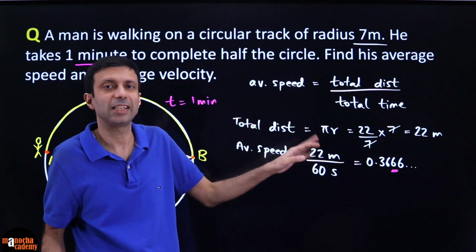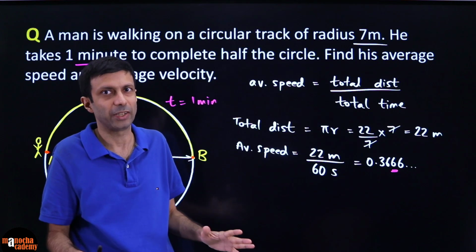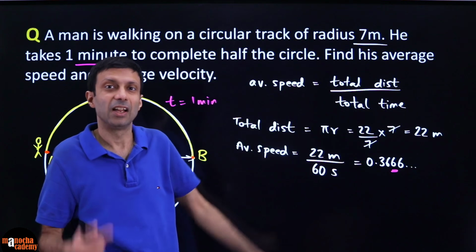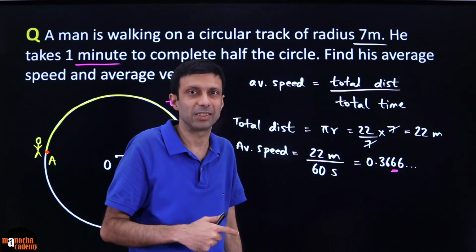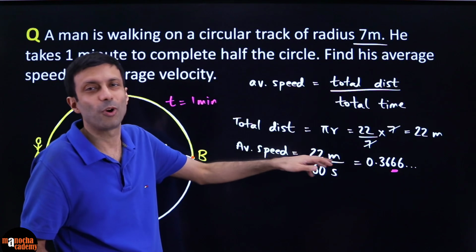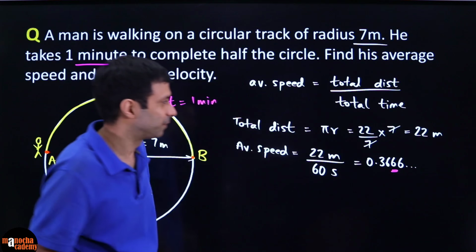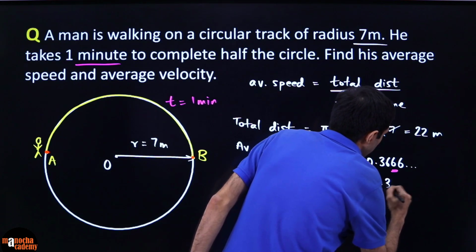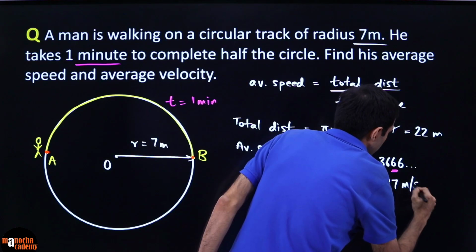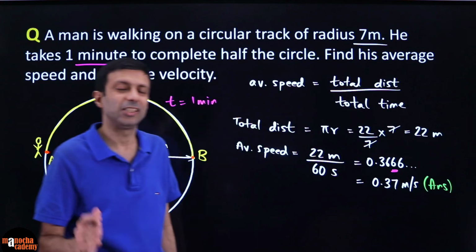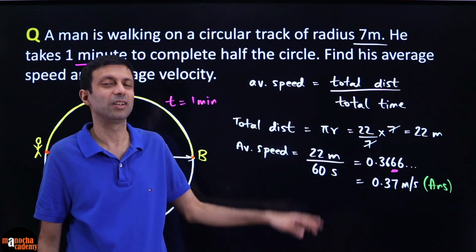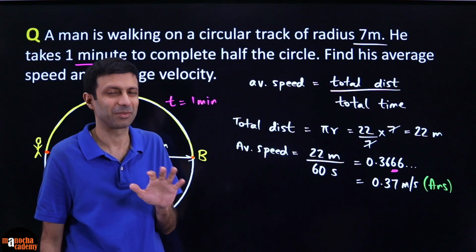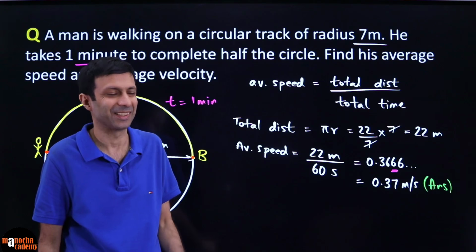If it was 0.362, then you could have ended it as 0.36. But if it is 5 or more, which here it is, 6, I need to add 1 to the previous digit. So this is basically going to be 0.37 meter per second. Please round your answer correct to 2 decimal places. Don't leave it as 0.36. That's not a good way to end the answer.